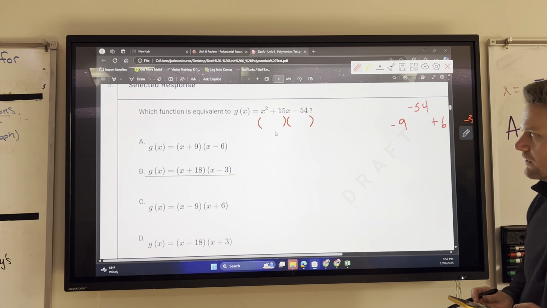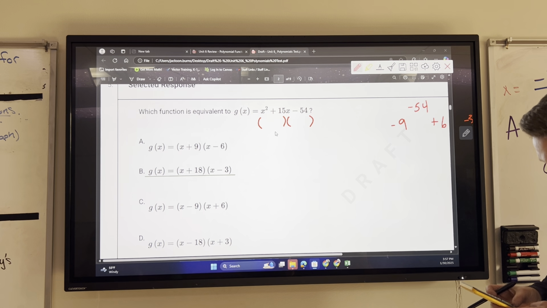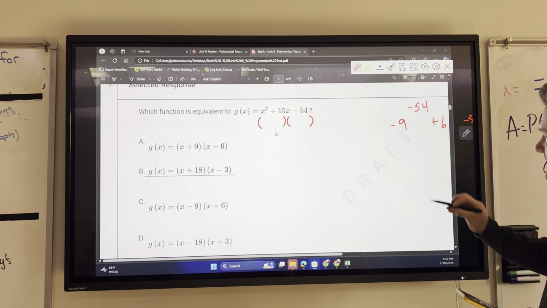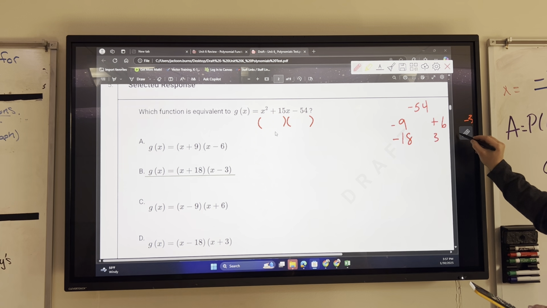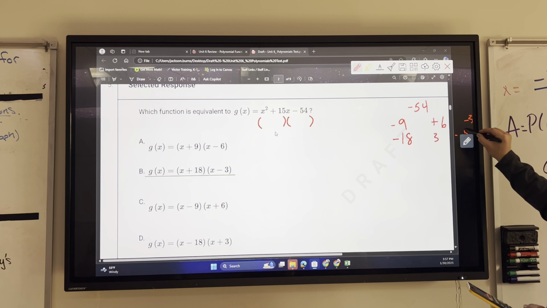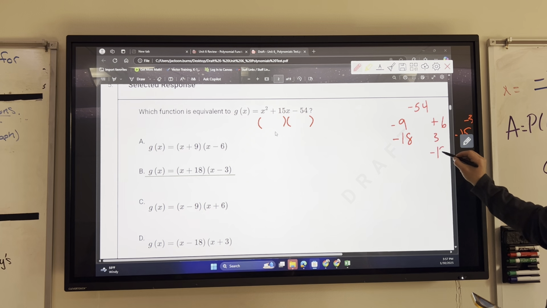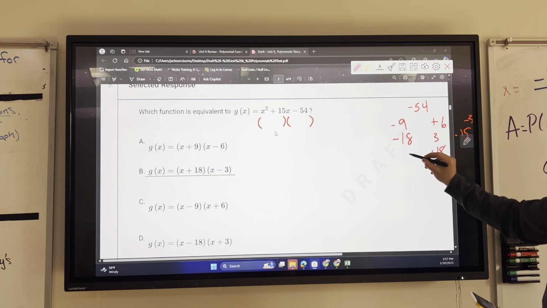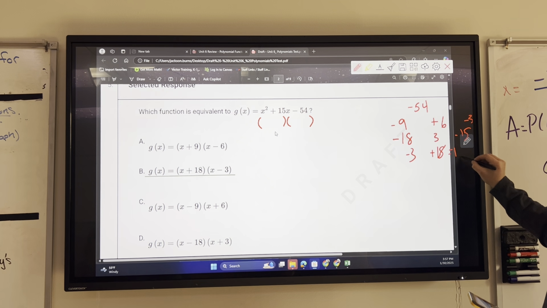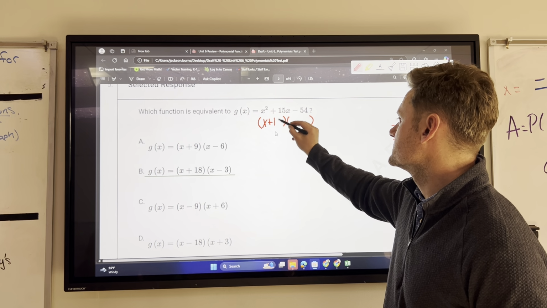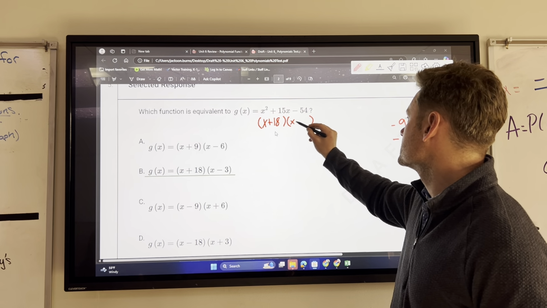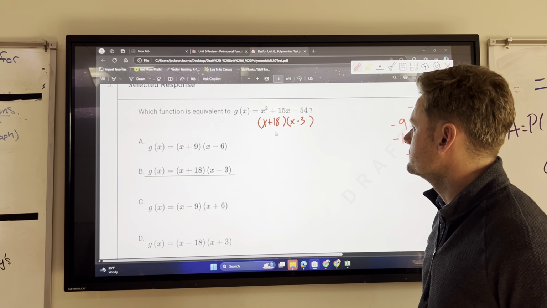that would give me a negative 3. So that can't work. What about 54 divided by 18? Well, that's 3. So if I did a negative 18 and a positive 3, that would give me a negative 15. It's not what I want. So let's do a positive 18 and a negative 3. That gives me the positive 15. So I'll do x plus 18, x minus 3 as my two factors.